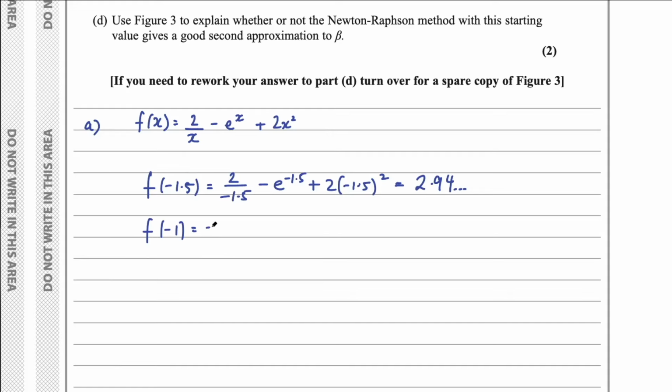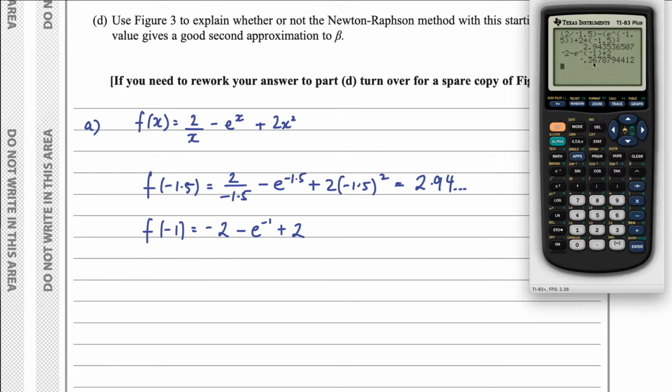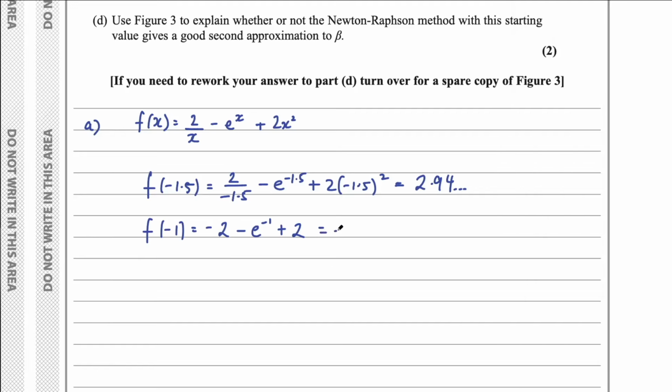and then we want to do f of negative 1. So if we plug negative 1 in, we'd get negative 2, take e to the negative 1 plus 2, negative 1 squared is just 1. So then let's put that into the calculator, and we get negative 0.367879, etc. Okay, so let's just write that down.